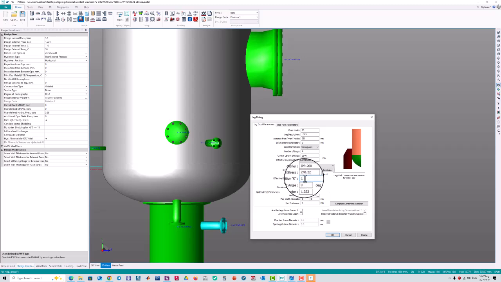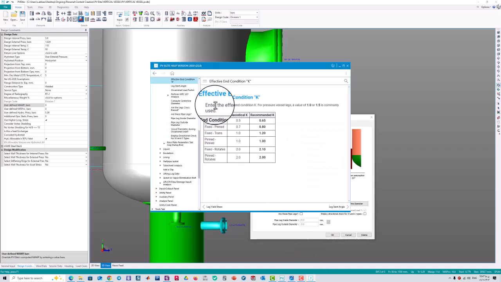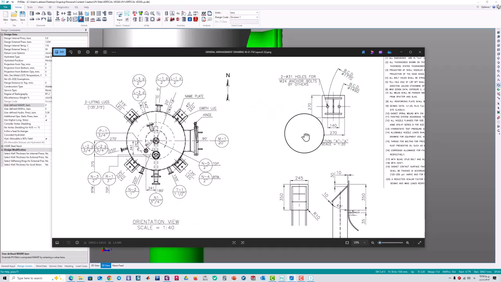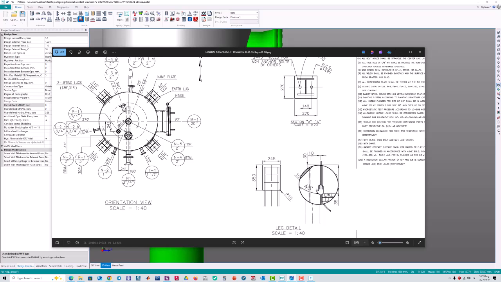There is an effective end condition Ka. If we take a look at the PV Elite manual, we will see that the common value for pressure vessels is 1 or 1.5, and because we are taking both ends as pinned connection, we don't modify it and leave it to be 1.